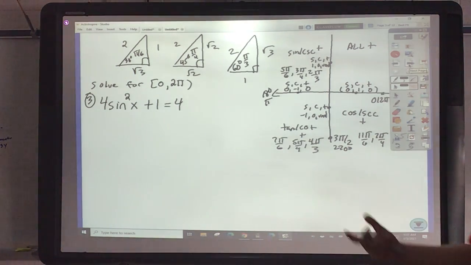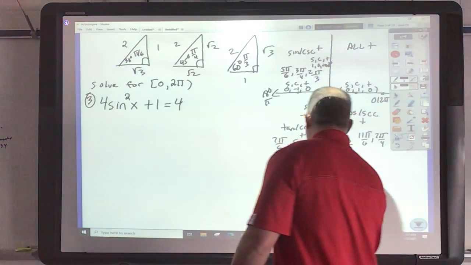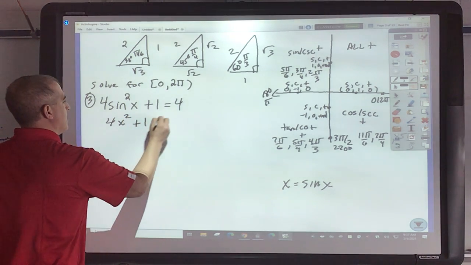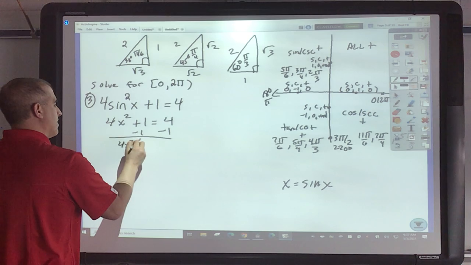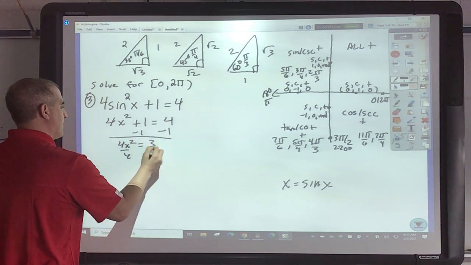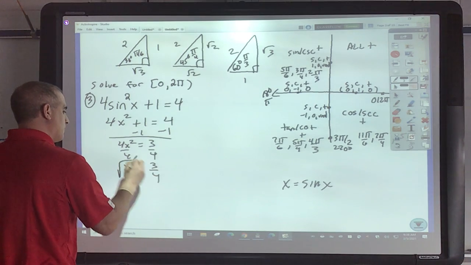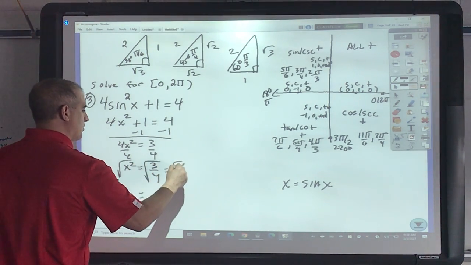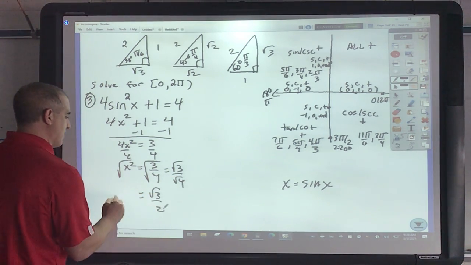Now, I got this one. Once again, I'm going to sub out x for sine of x. So this is going to be 4x squared plus 1 equals 4. So I would subtract 1. That's going to be 4x squared equals 3. Divide by 4. I got x squared equals 3/4. Take the square root of both sides. Now what's going to happen is that's going to separate to square root of 3 over square root of 4. That one reduces, so square root of 3 over 2.